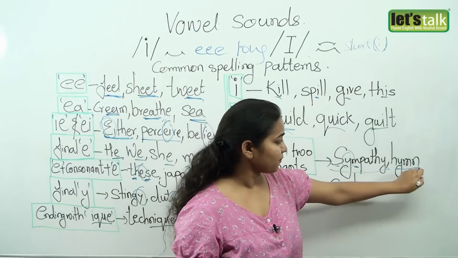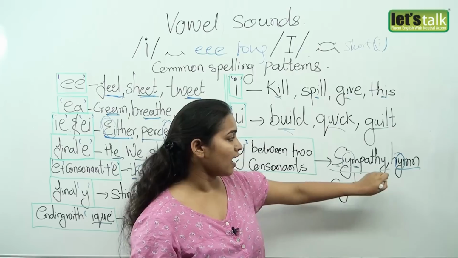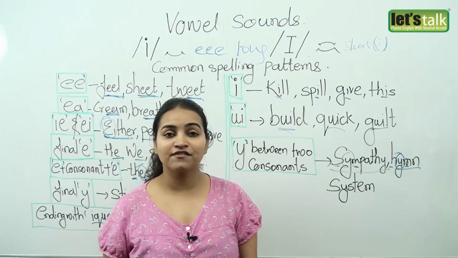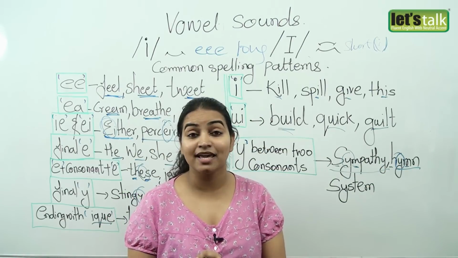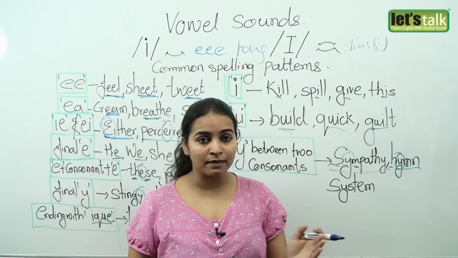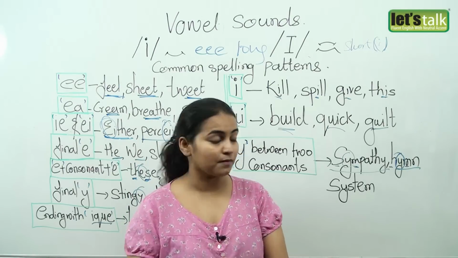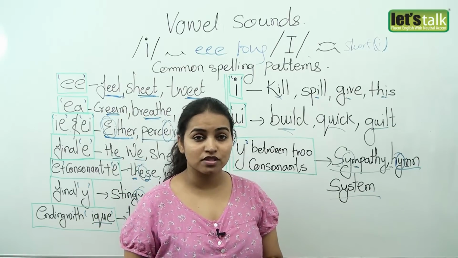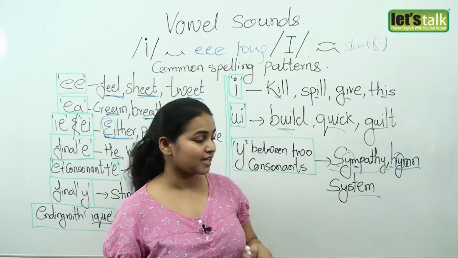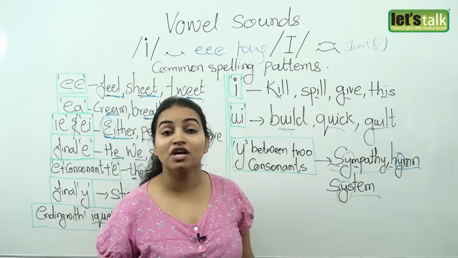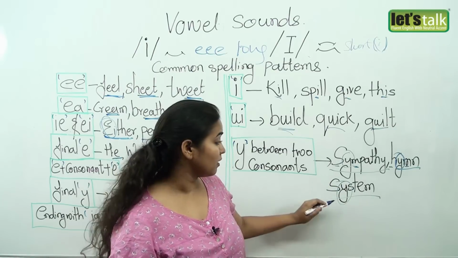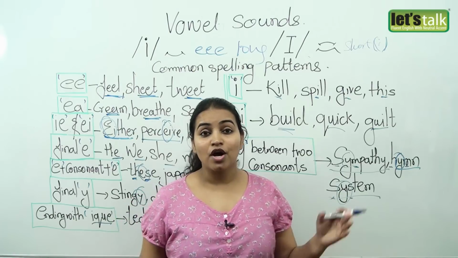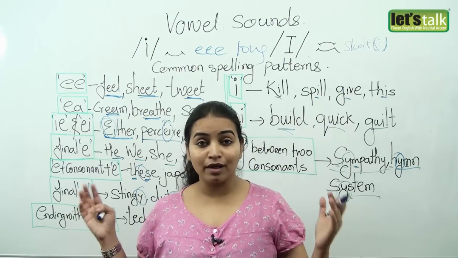Similarly, another Y in the middle of the H and the M, which gives you the I sound, which is him. Just him. And you have the system, which is another short I sound produced by the Y, which comes between both the S's, which are again two consonants. So this is for the two vowel sounds.